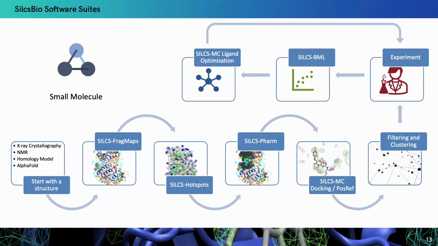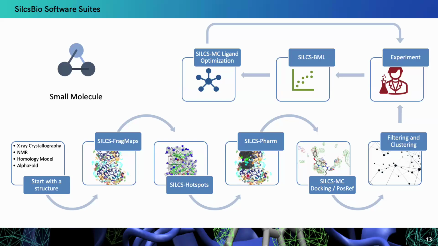With SILCS-Hotspots, you can identify any allosteric binding site or adjacent site if you know where the ligand binds. If you don't know where the binding site is, you can choose the top-ranked binding site to start. With SILCS-Pharm, you can convert the SILCS FragMaps at the given site into truly target-based pharmacophore features and virtually screen a prepared 3D compound library based on the features.